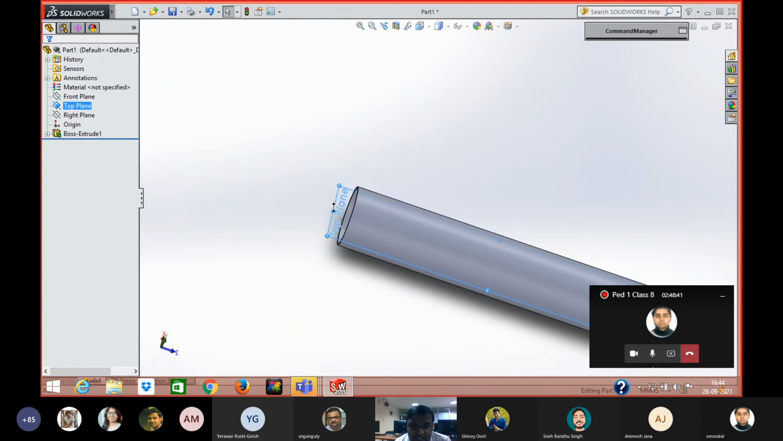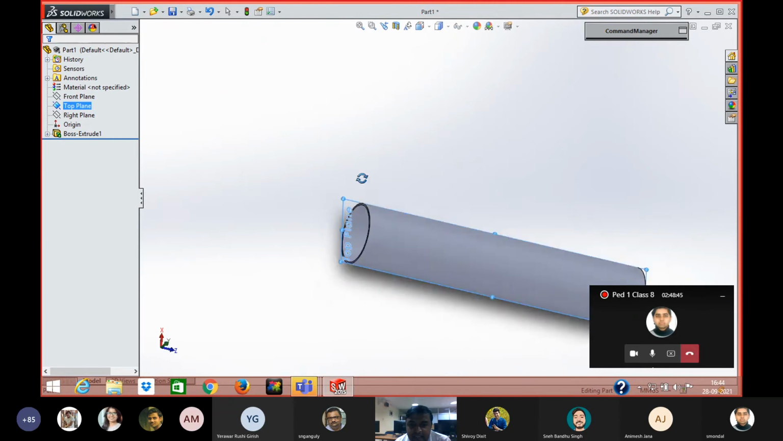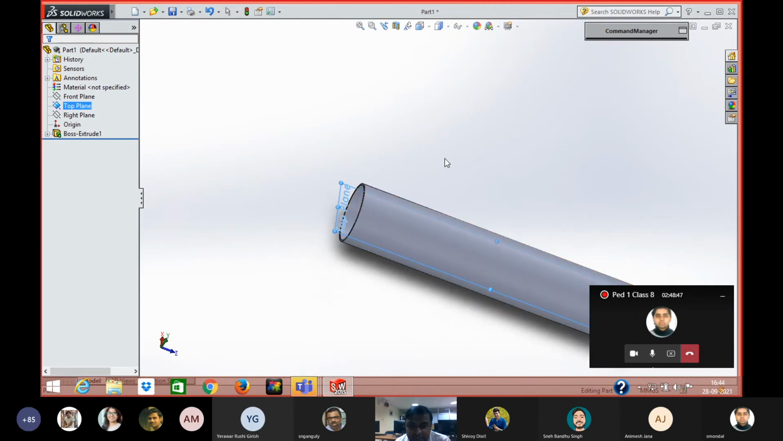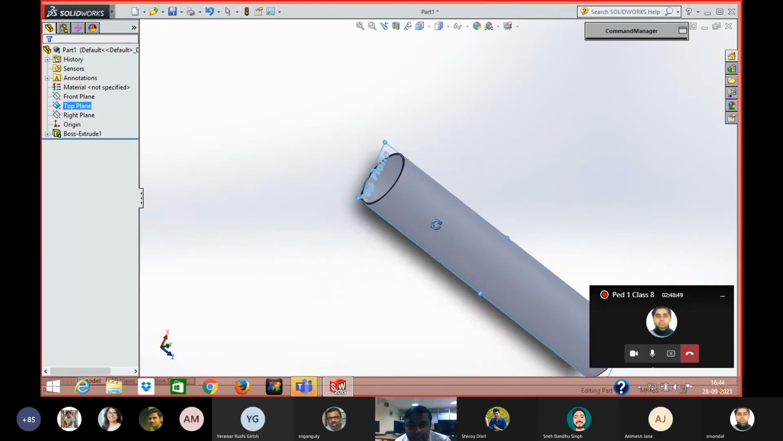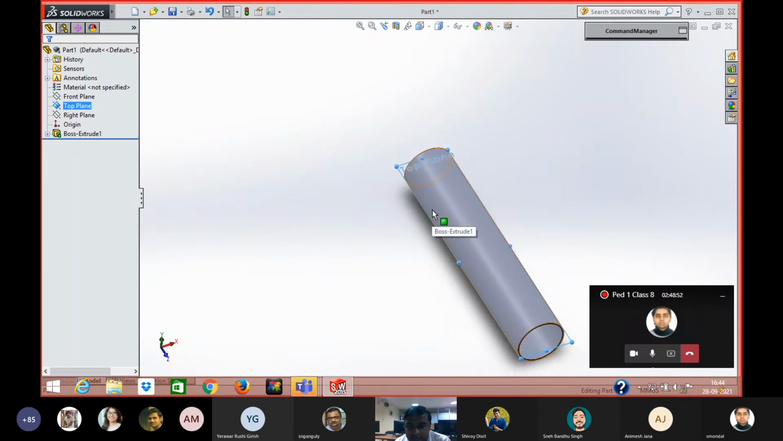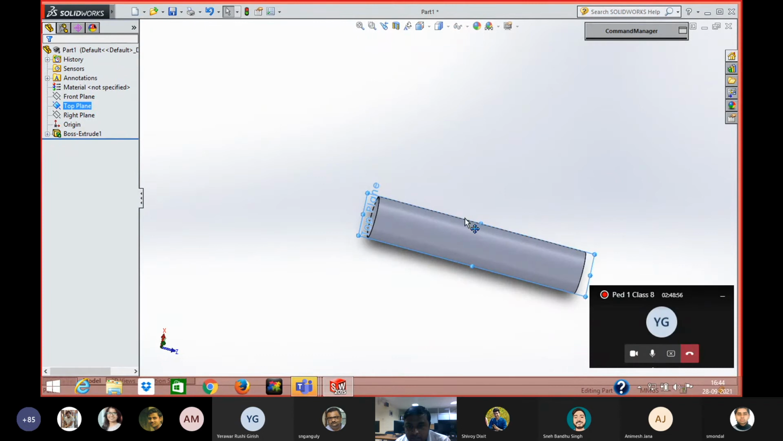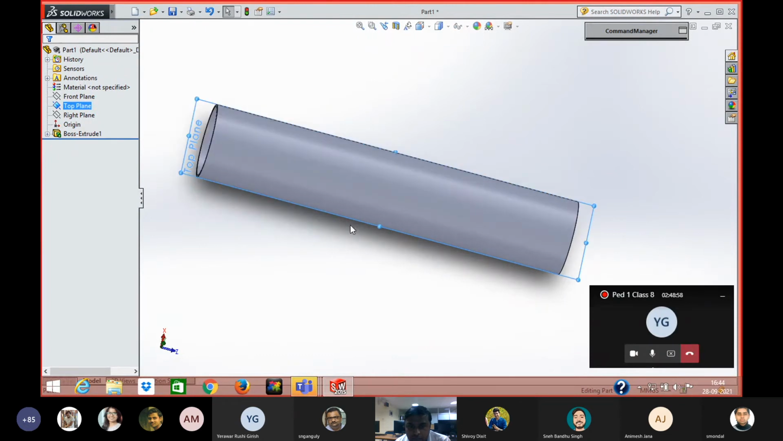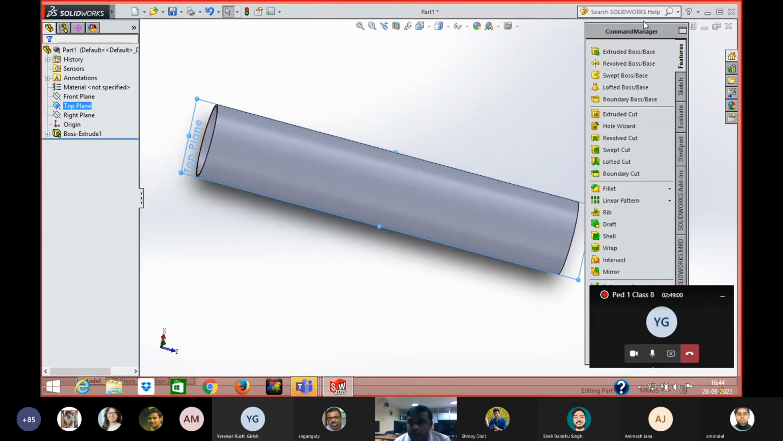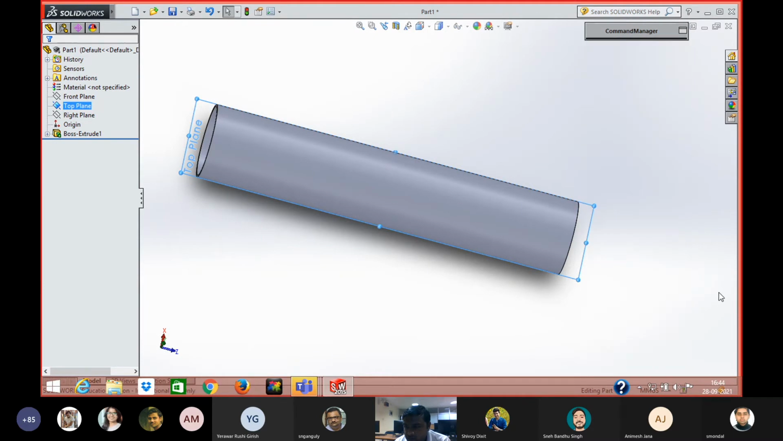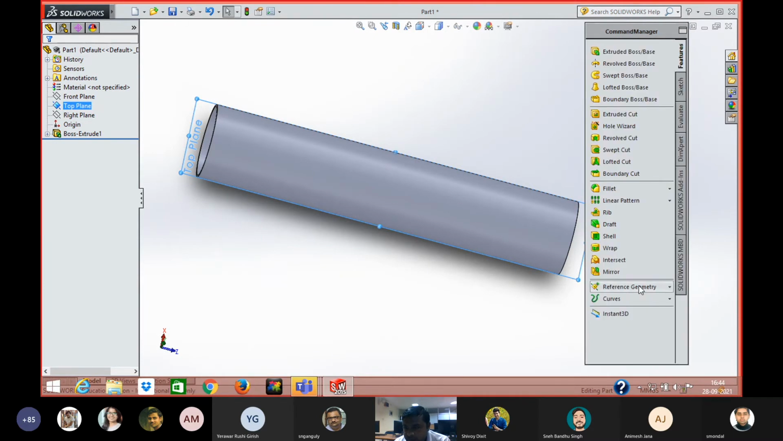Now this is the top plane, but we cannot design in this plane. We have to take a reference plane on the surface or above the surface so that we can extrude it or extrude cut it. Then we'll go to the features, then take reference geometry. We can select a reference plane.